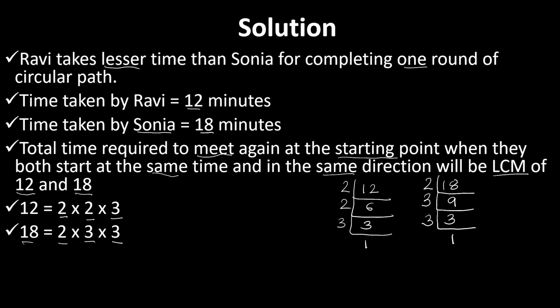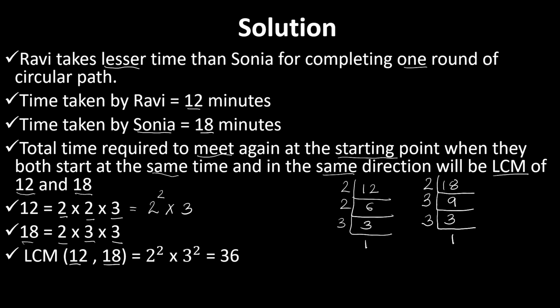Now remember we have to find the lowest common multiple. So how are we going to proceed? For the lowest common multiple of 12 and 18, we have to take the highest exponent possible for each prime factor in both the numbers. So we can write 12 as 2 into 2 into 3, which is 2 raised to 2 into 3 raised to 1. Now, how can we write 18? It can be written as 2 raised to 1 into 3 raised to 2.